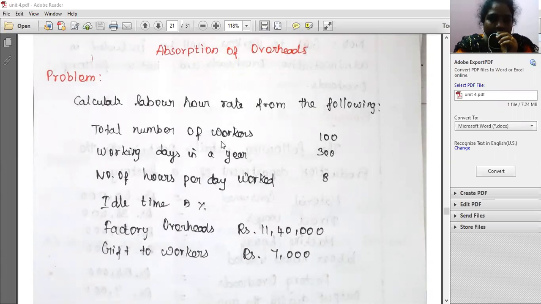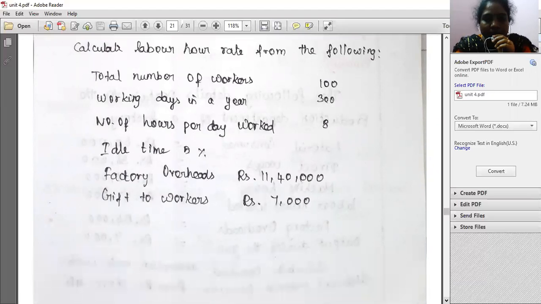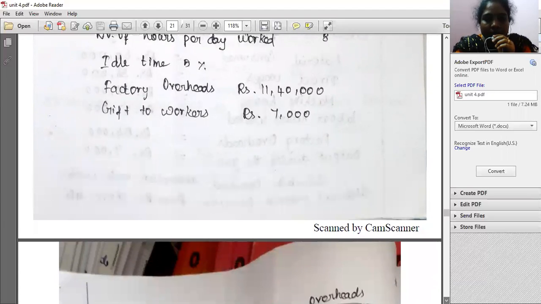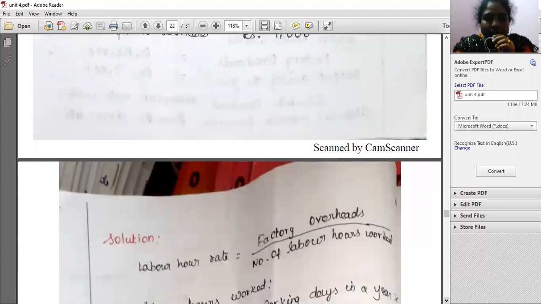What information is given in this problem? Total number of workers 100, working days in a year 300, number of hours worked per day 8 hours, idle time 5 percent, factory overhead 11 lakh 40,000, gift to workers 7,000. This is the information given in this problem. Now we go to the solution.